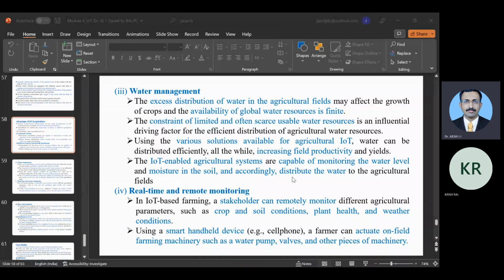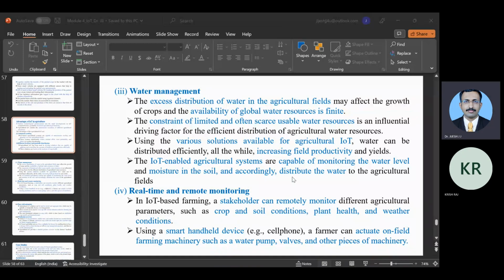And various solutions are possible with this. So we can see that it increases the field productivity. If you have proper utilization of water resources, it will give you proper results. It is very important to maintain the water level and moisture of the soil. Next one is real time.